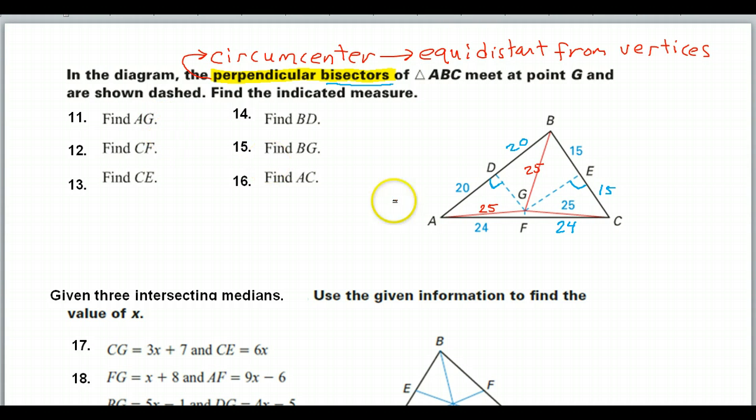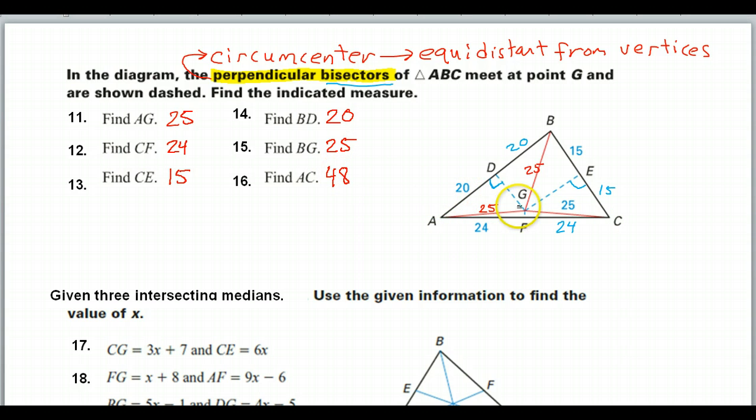AG. AG is one of the red lines. That is 25. Okay, CF. CF, that is 24. CE. CE was 15. BD. BD was 20. BG. BG was 25. And AC. AC is 48.